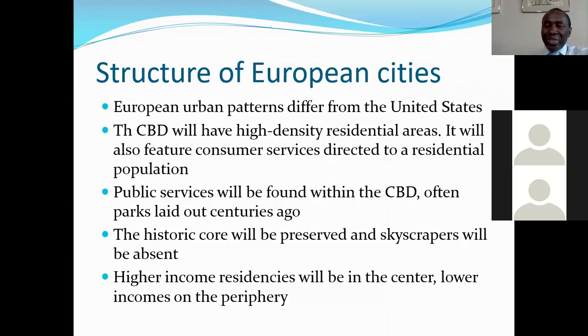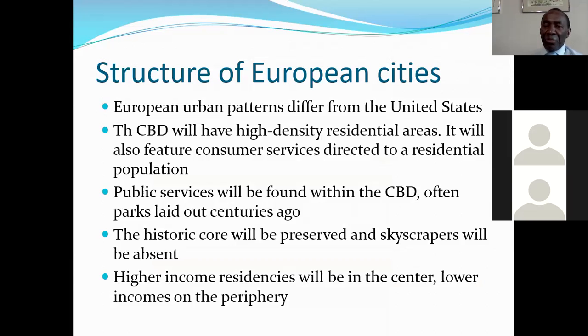Let's talk about European cities. As we mentioned last lecture, when I talked about the objectives, there's a clear-cut distinction between the structure of urban areas in European cities versus those in North America, United States and Canada. What do we find out?